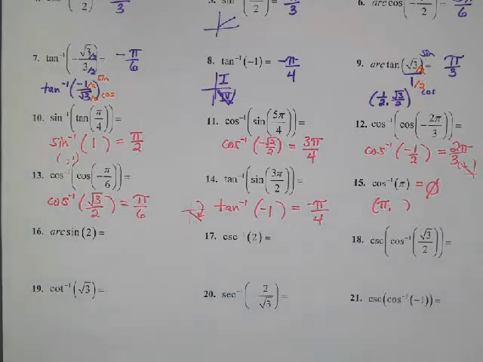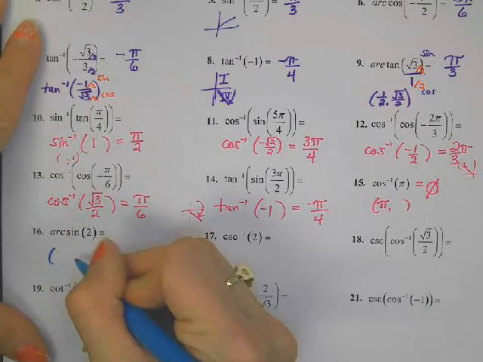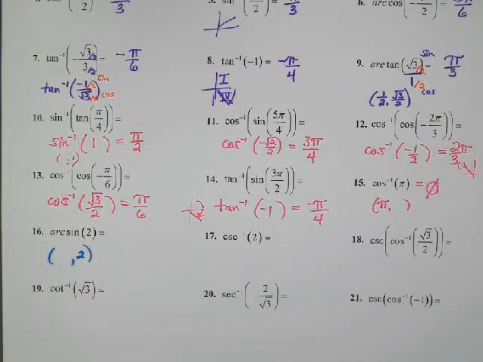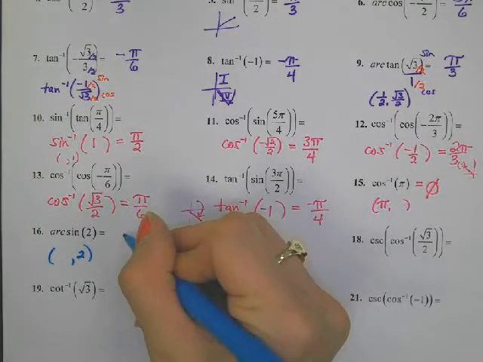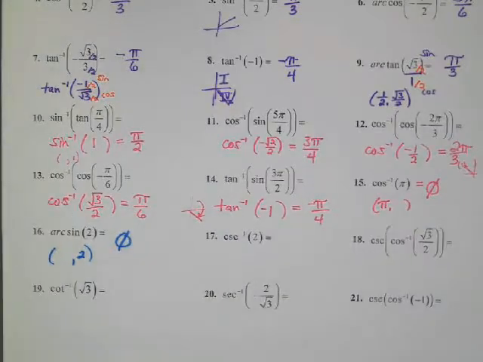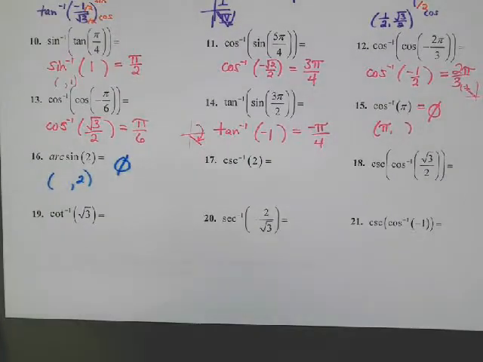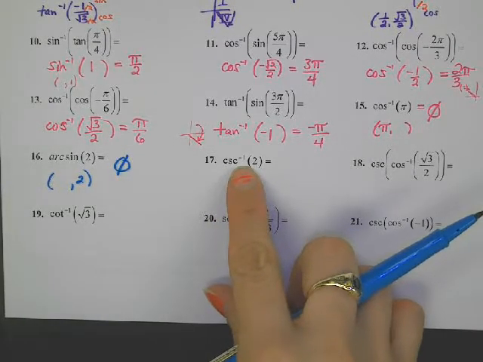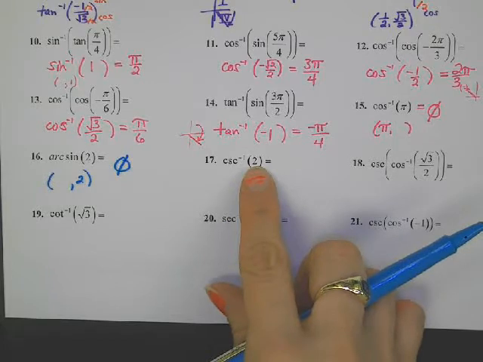Okay, sine inverse is 2. So we're thinking of something that has a 2 for the sine. That's also no solution. I think we did that one yesterday. All right, now let's not go no solution crazy. Cosecant inverse. Okay, that's kind of hard for me to think about.